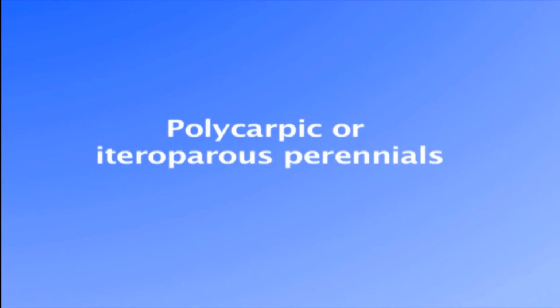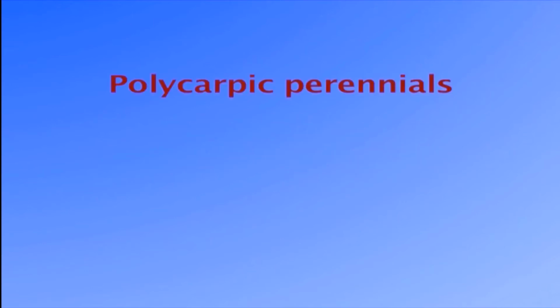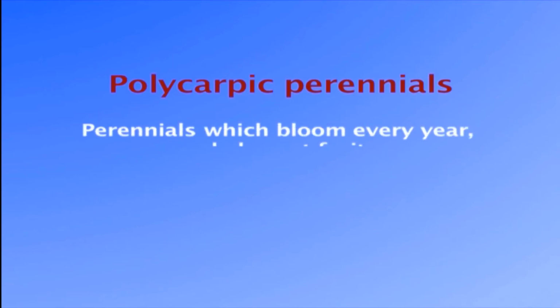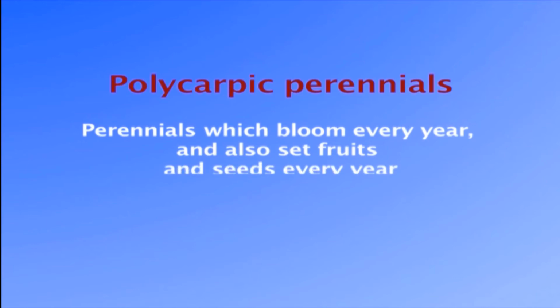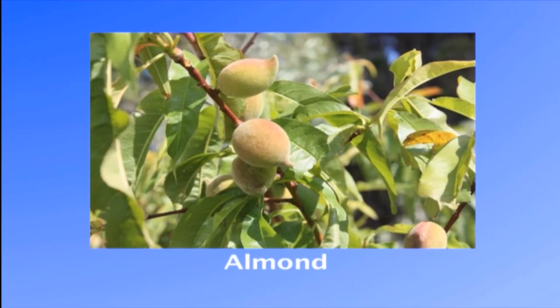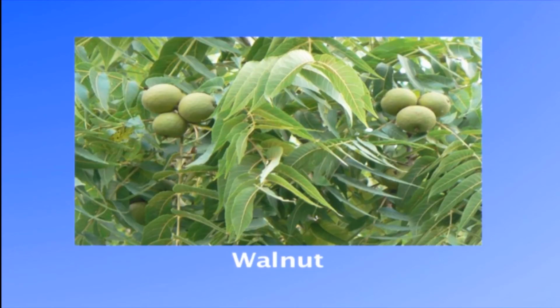On the other hand, the polycarpic or heteroparous perennials remain vegetative for initial years of life and once mature, they bloom every year and thus set fruits and seeds every year. The common examples of polycarpic plants are apple, almond, pear, walnut, etc.